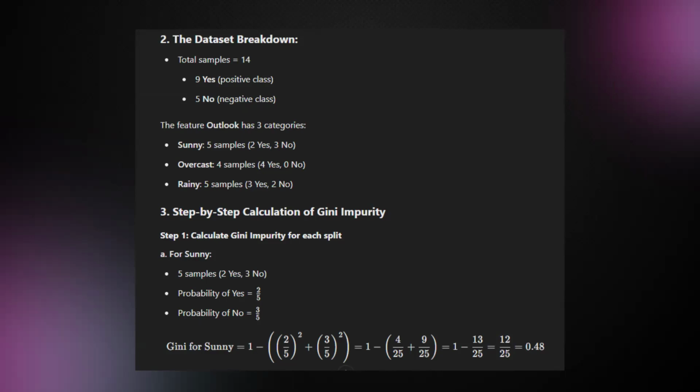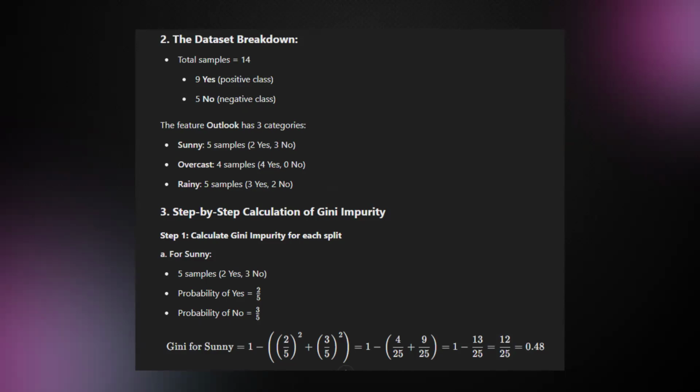If no, then you don't go to play. So, step-by-step calculation of Gini impurity. For sunny, you will calculate based on 5 samples, and the probability of yes is 2 by 5, probability of no is 3 by 5. And then we'll calculate the Gini for that, because we have to calculate the probability of positive and the probability of negative and subtract from 1.